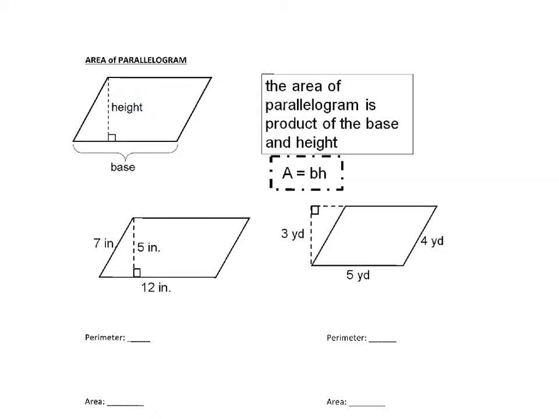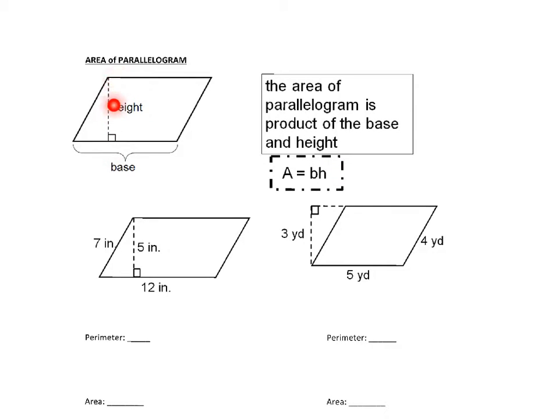So let's talk about first the area of a parallelogram. So we hopefully recall a lot of important information about parallelograms, but to find the area of a parallelogram, it's very similar to that of a rectangle. So the area of a parallelogram is basically the product of the base times its height. So it's base times height.